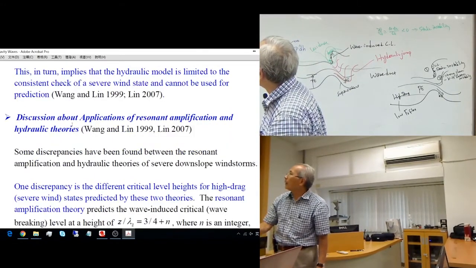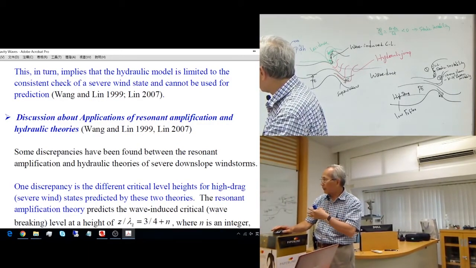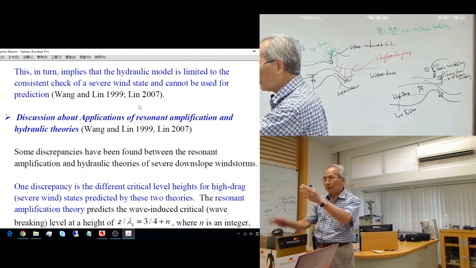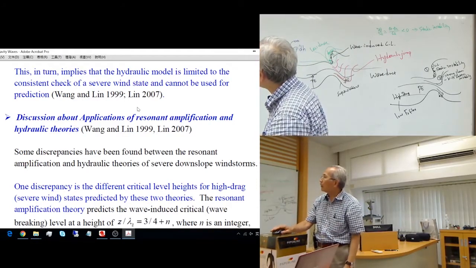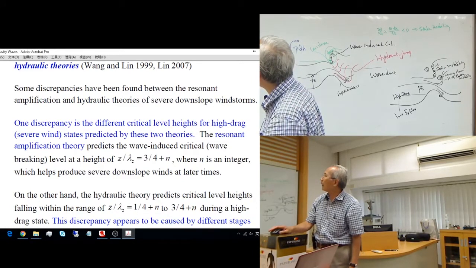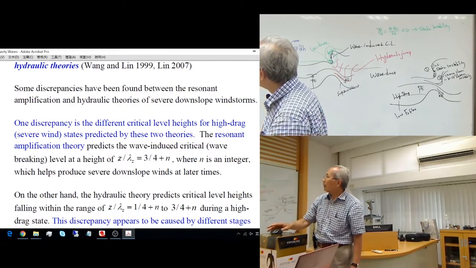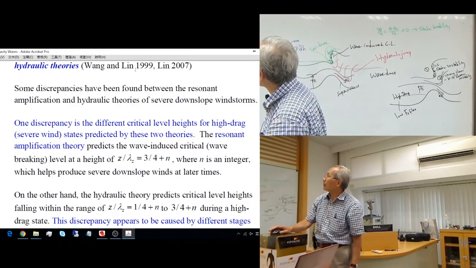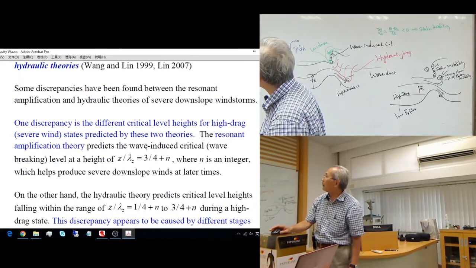Okay, so this is my own interpretation, a discussion about the applications of these two different theories for hydraulic jump. They have some differences. One of the big differences is the different critical level height for the hydraulic jump, the severe wind state, predicted by these two theories. In Lin and Wang, and Lin actually, that is part of his thesis, later in 1999.